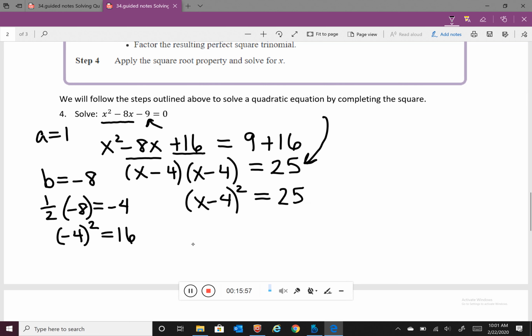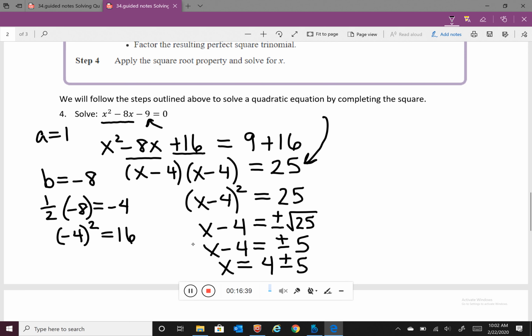And now we're applying the square root property. So we're going to undo the square by taking the square root of the left side. But then remember this is quadratic, so we have two solutions. So we're going to take the positive and negative square root of the right side. So x minus 4 is equal to positive or negative. And because 25 is a perfect square, the square root of 25 just gives us 5. And then finally, we need to solve for x. So we need to undo the subtraction of 4 by adding 4.